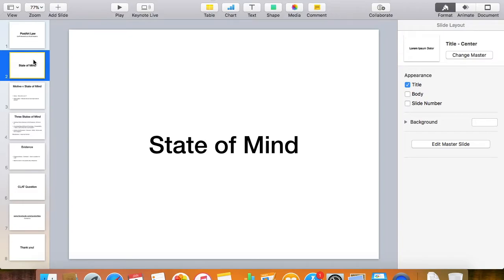Indirect questions, any questions on tort law, contract law, or criminal law will always involve some element of state of mind, which is why a clear idea of state of mind is very important for CLAT. So let's quickly move on.